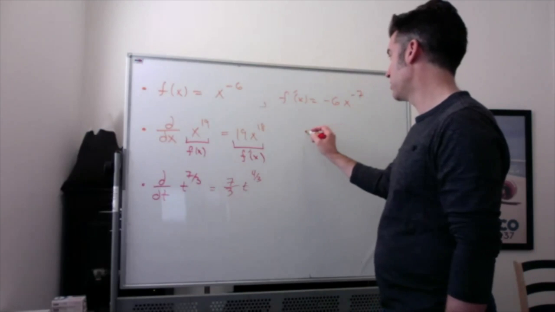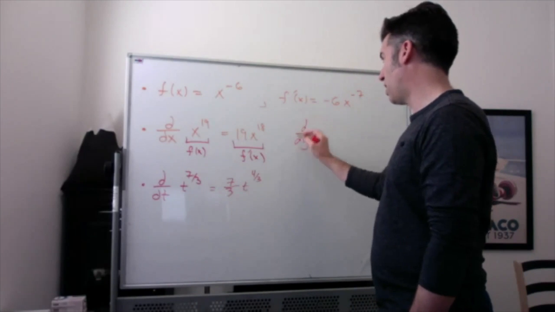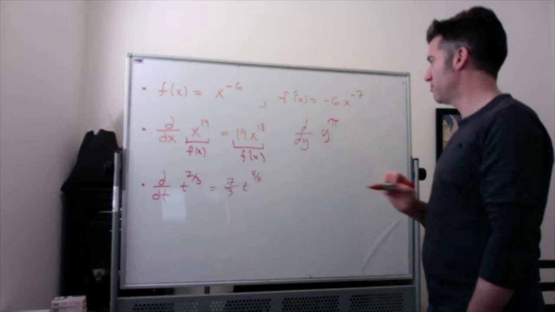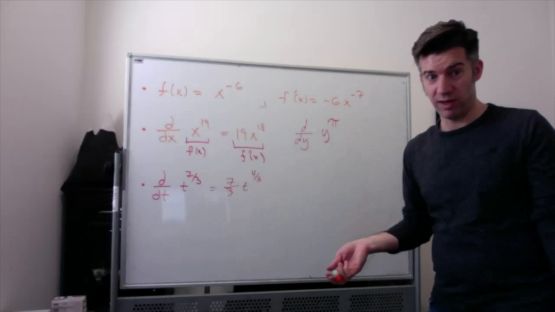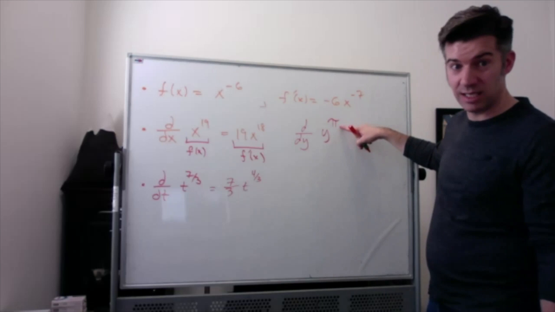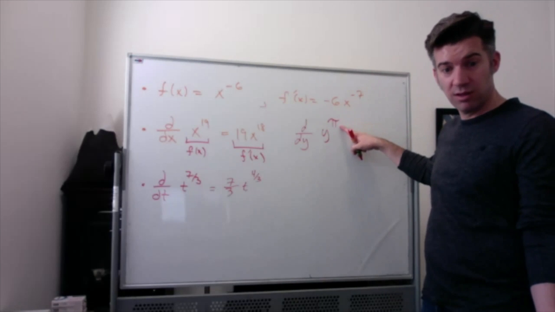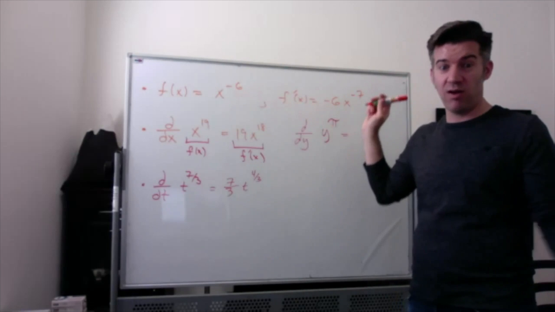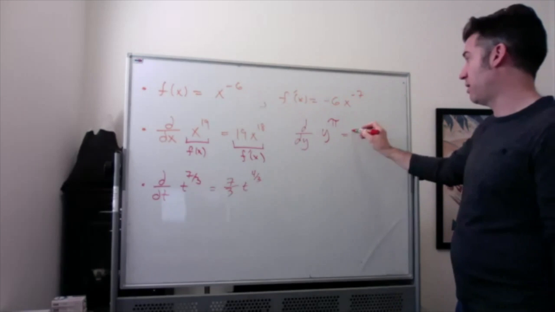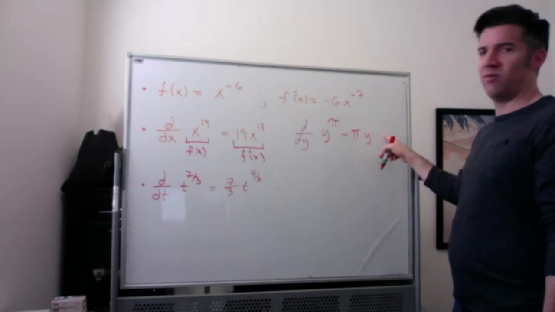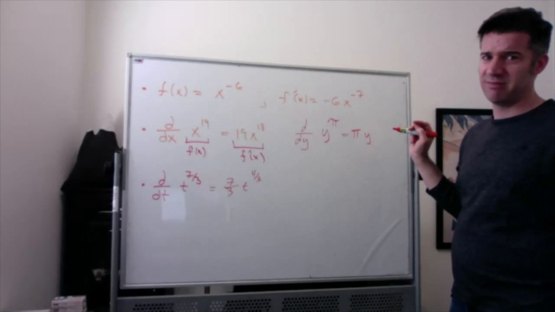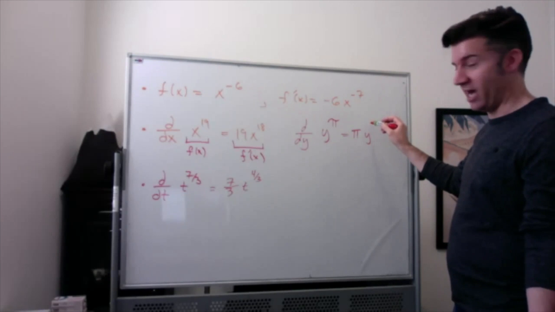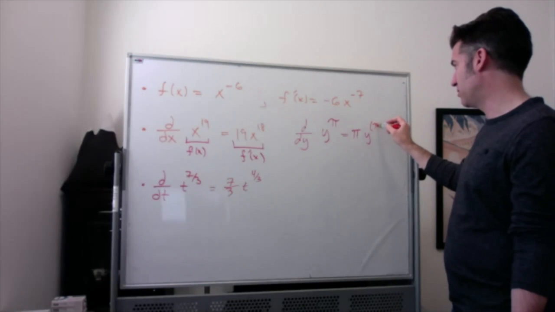Or I could say the derivative with respect to y of y to the pi, it's still a power rule, right? You still got a variable to a constant power. Pi is a constant number. And so the derivative is, well, just like here, where you multiply by the power and subtract one from the power, we're going to do the same thing. We're going to multiply by the power, so pi times y to the, what's my new power going to be? Yeah, exactly. Pi minus 1.